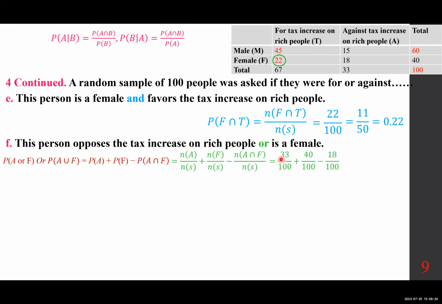So 33 total here, 40 total here. 18 has been accounted for 2 times. That's why we take it out. Once it becomes 55 over 100. We simplify it to 11 over 20 or 55% or 0.55.